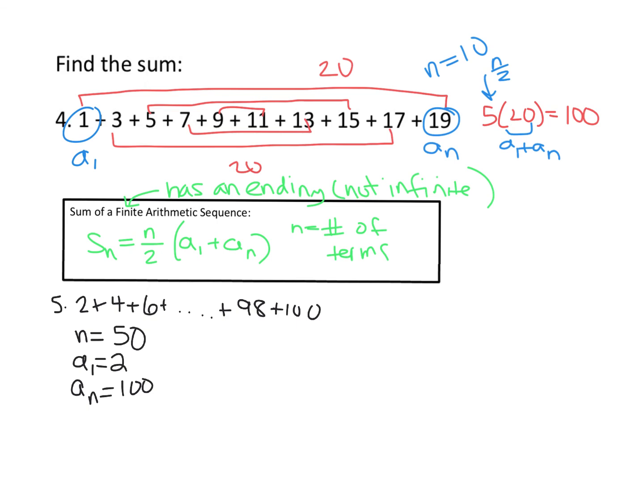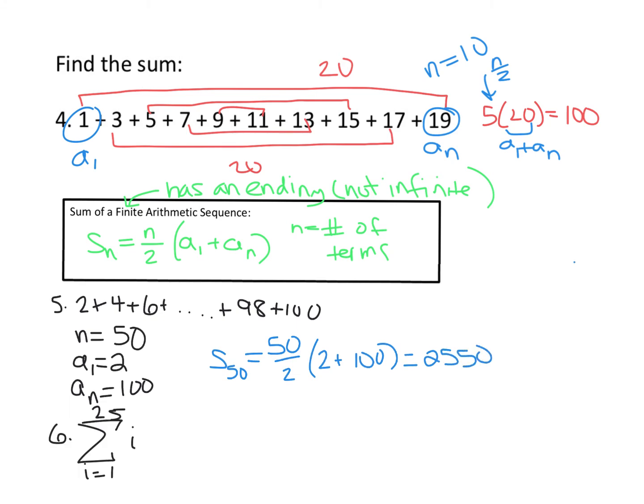So then you're just going to use your formula. My sum, this thing, by the way, means S of 50, the sum of the first 50 terms of this sequence, so if it were to keep going on, or you can just say it's a sum of a 50-term sequence. Either way works. So it's just going to be 50 divided by 2 times 2 plus 100, and your answer is going to be 2,550.